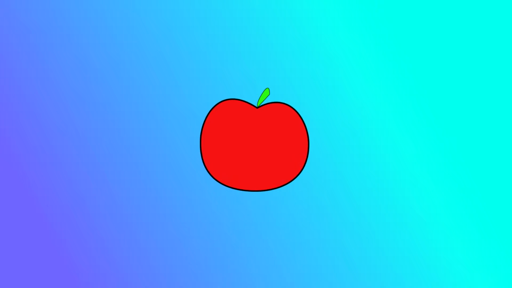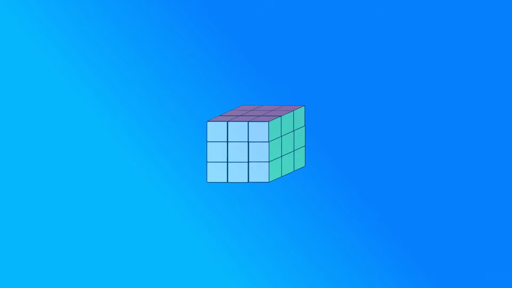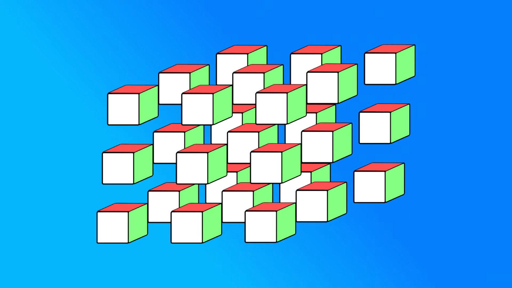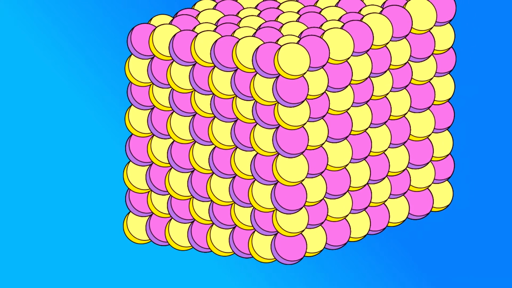An apple, a pencil, the Rubik's Cube, household objects. What are they made of? We know that everything is made out of some sort of material, but what is it made out of then?